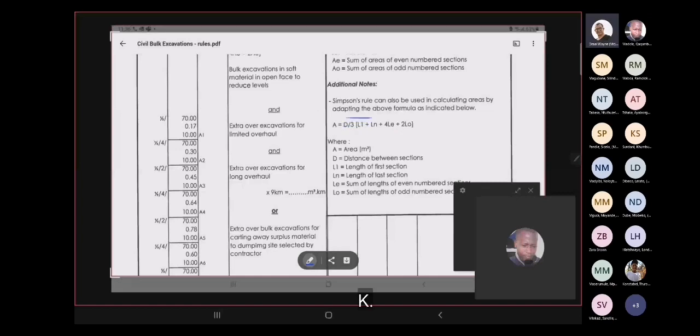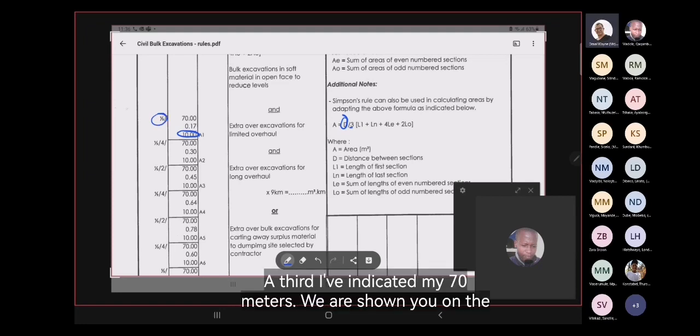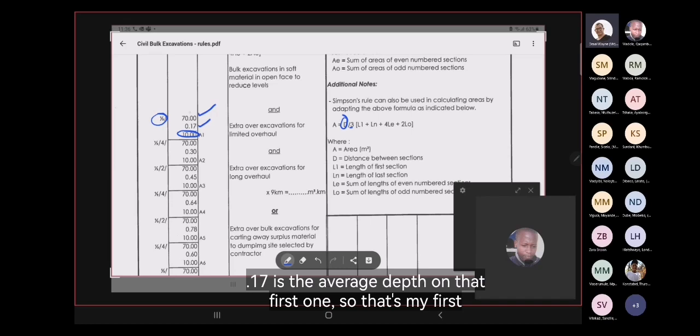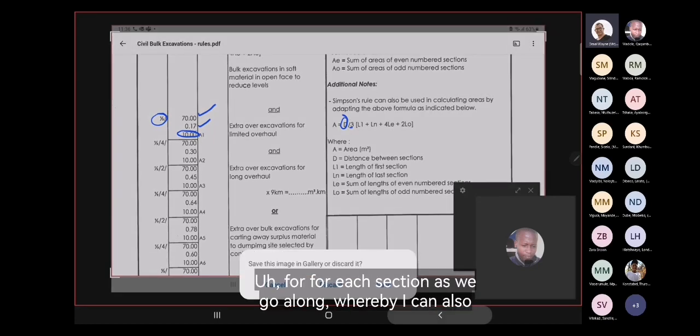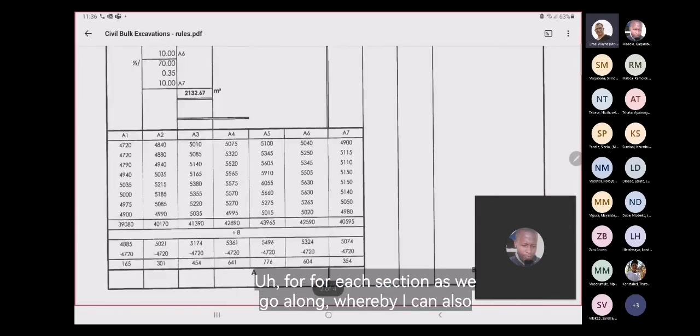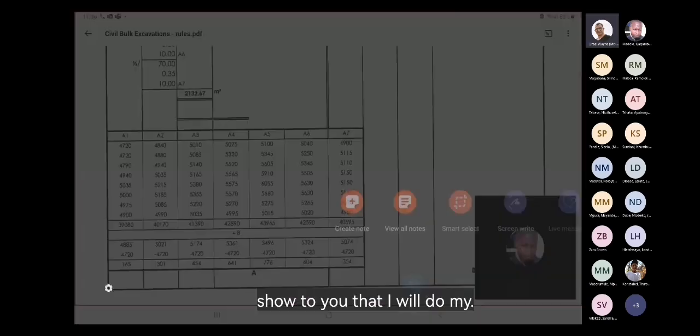Okay? My D is 10. That's my 10, divided by 3, that is times a third. I've indicated my 70 meters we have shown you on the length, and my 0.17 is the average depth on that first one. So that's my first one. On A7, which is my last one, I can go through it and do it for each section as we go along, whereby I can now also show to you that I will do my evens.